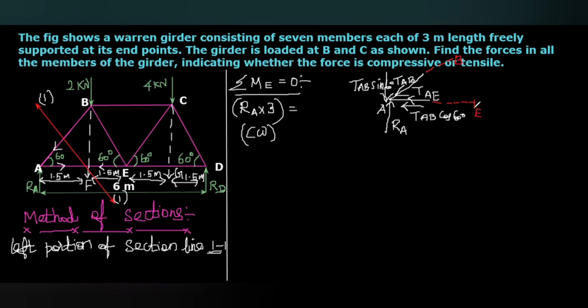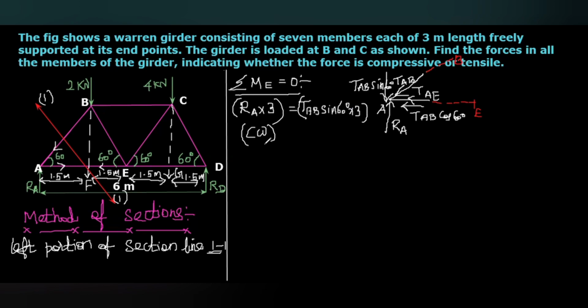So when I take moment about E, the TAB cos theta line passes through the point A, so that will be eliminated. So TAB sine 60 multiplied with the perpendicular distance AE. So we can write TAB sine 60 multiplied with the distance 3.